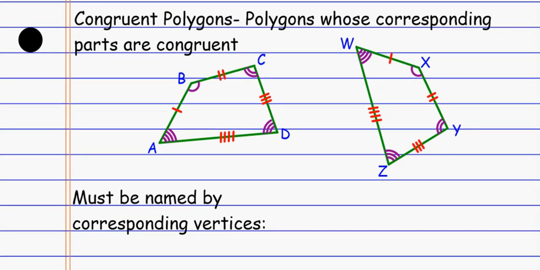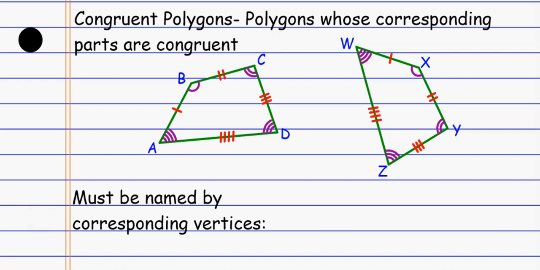For example, if I look at this particular group here, these are congruent polygons, and I know that they're congruent because all of their pieces match up. If all the pieces are congruent, then the entire polygons are congruent, all right? If we had one of these sides that didn't match up, well, then these wouldn't be congruent polygons, okay?